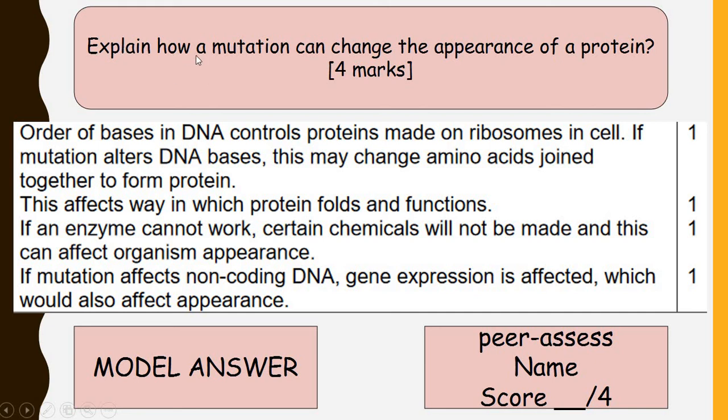So the key question here, explain how a mutation can change the appearance of a protein. A mutation is essentially changing the DNA sequence, which changes the amino acids, which therefore changes the protein. Okay? And that's the fundamental idea that we need to get our head around. So do use this now to write yourself a model answer using this mark scheme here for this question.